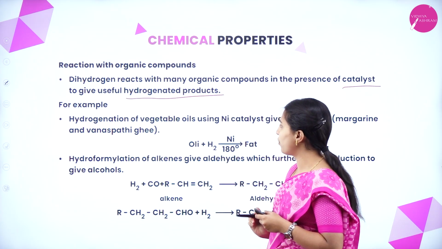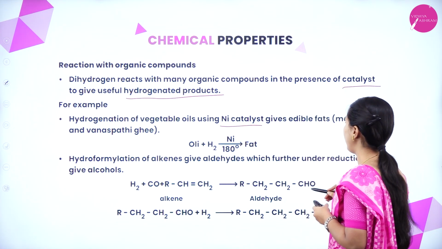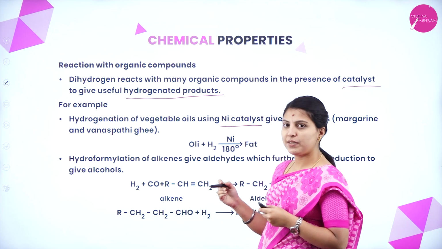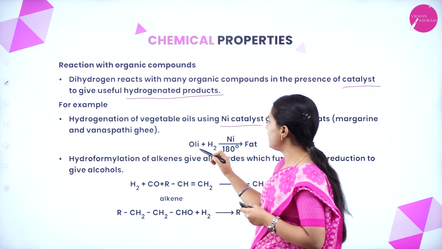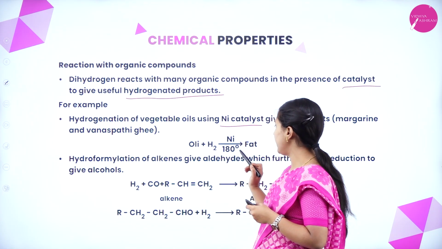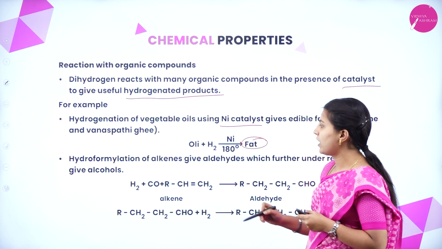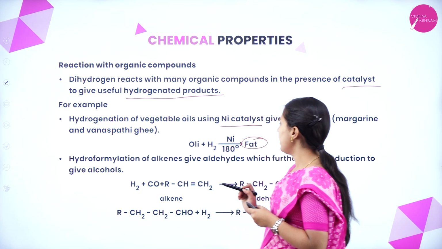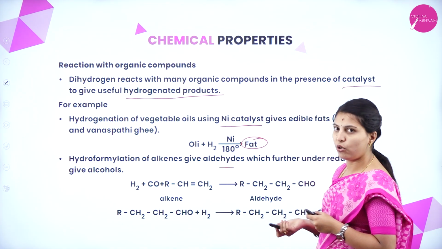Example, hydrogenation of vegetable oils using nickel catalyst gives edible fats, called vanaspati ghee or margarine. If oil is hydrogenated in the presence of nickel at 180 degrees Celsius, it will form fat. Next, hydroformylation of alkenes gives aldehydes, which further undergo reduction to give alcohols.